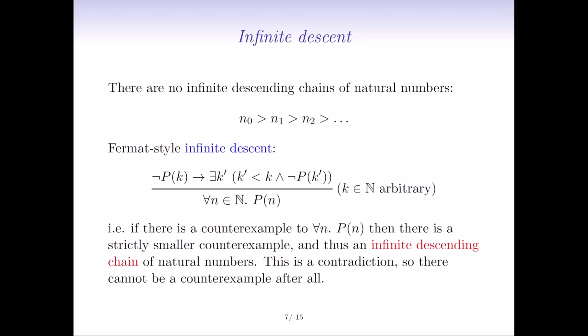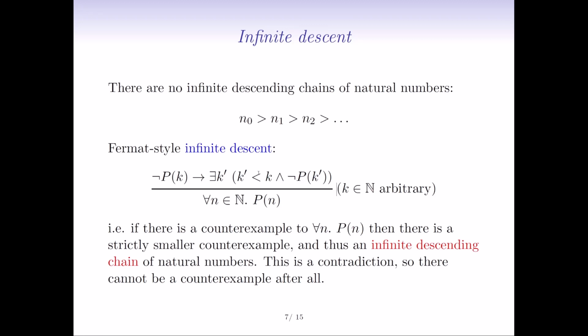Now, since k is arbitrary in this premise, we have our initial counterexample k, we construct a smaller counterexample k prime, and then we can just apply this rule, this fact again to keep going. We'll get another counterexample k double prime, which is smaller than k prime, and another one k triple prime, which is even smaller than that. And by repeating in this way, we conclude that there must be an infinite descending sequence of natural numbers beginning from k. k is bigger than k prime, which is bigger than k double prime, and bigger than k triple prime. And all of them do not have the property P.